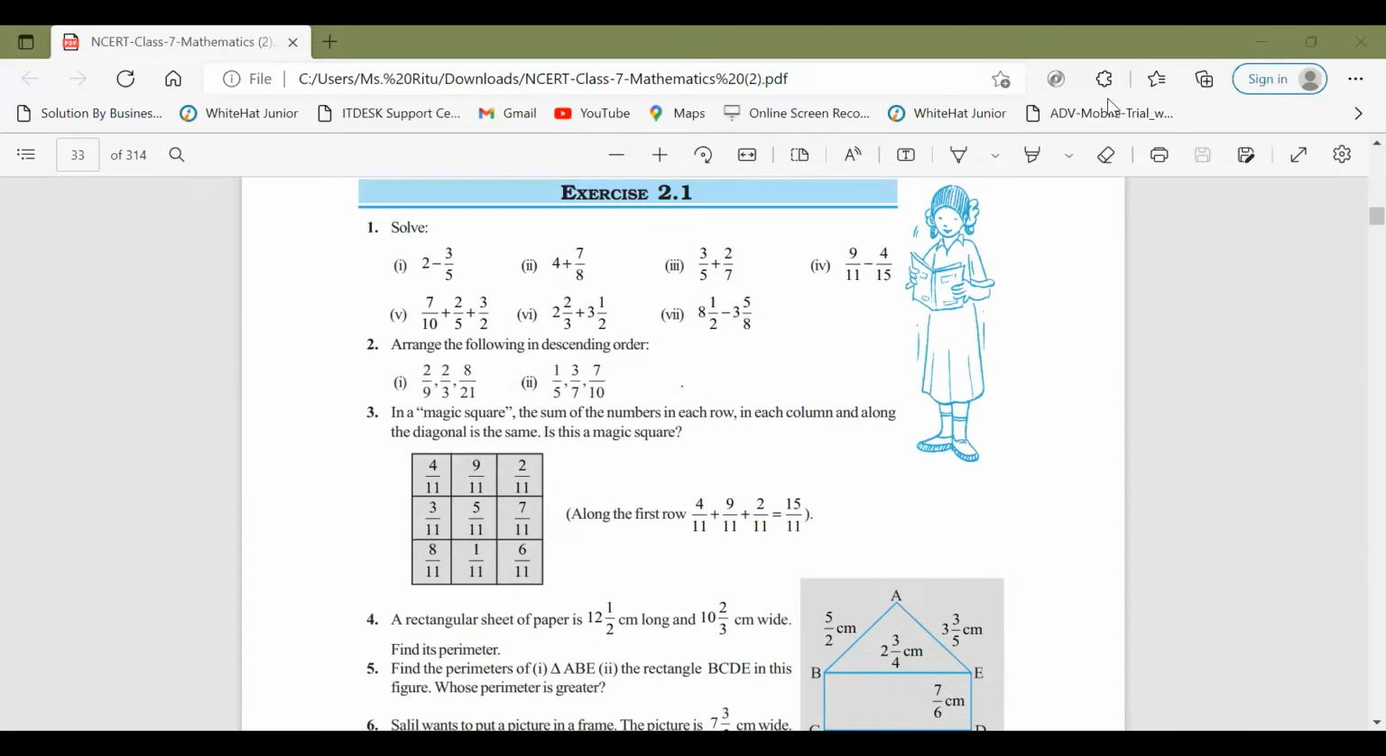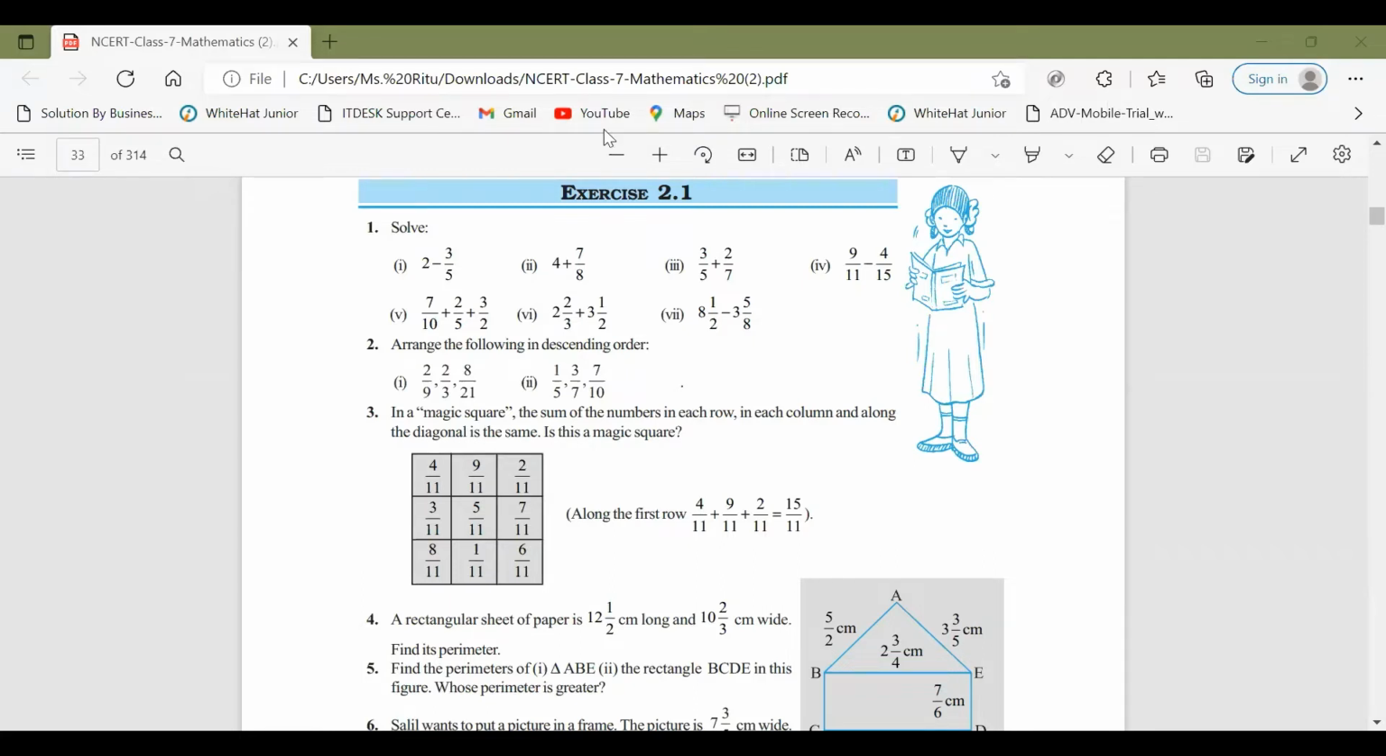About fractions, I have already made a video on what fractions are, what their types are, and how to solve addition and subtraction and all. I'll share the link to that video in the description box. You may have a look over there. To clear your concepts related to fractions, you can watch that video. Okay, so let's switch to exercise 2.1 now.